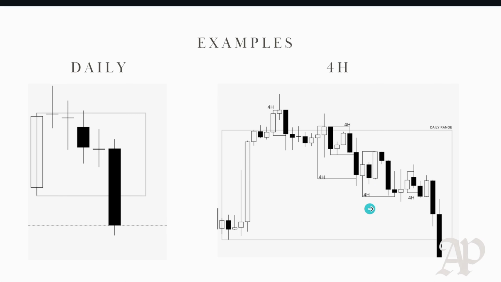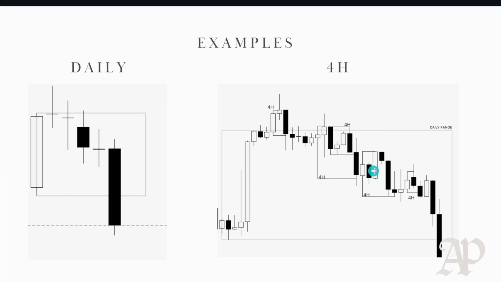Same thing goes for here. This candle closed inside of this candle, and you can see it took out this liquidity, but it didn't create a higher high, and it didn't take out this liquidity. So this becomes our new range. It took the sell side, but it becomes our new range.